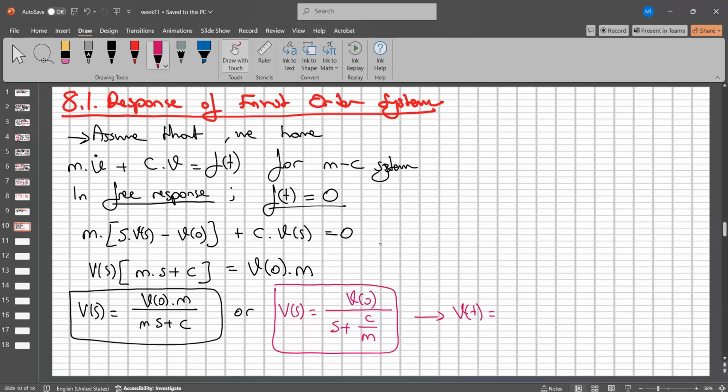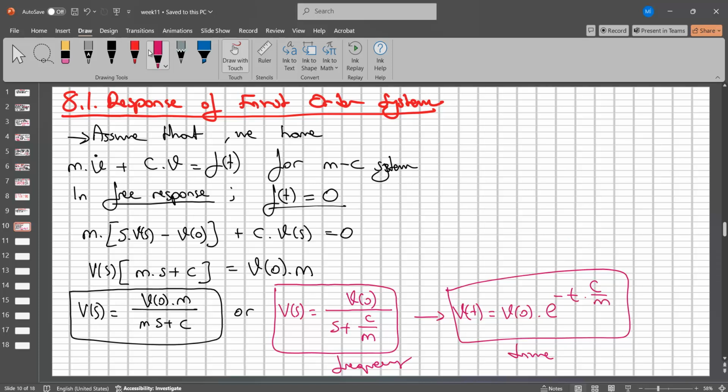No. To the power minus c over m. What is the solution of this term? We have the constant value in here, v0 times e, yes, exponential of minus c over m times t, right? This is the time response. This is the frequency response, right?